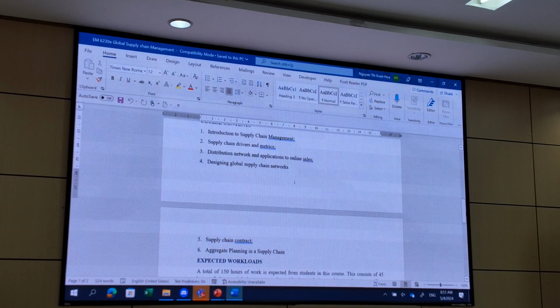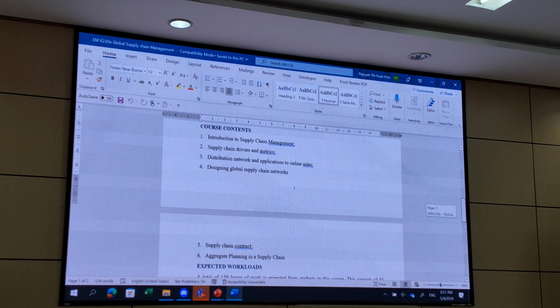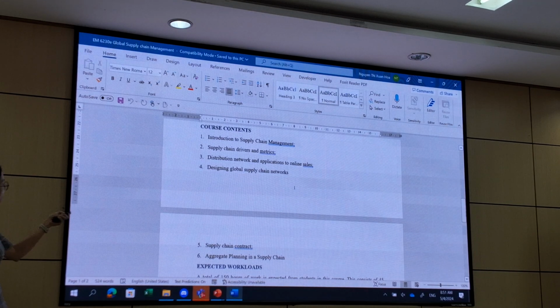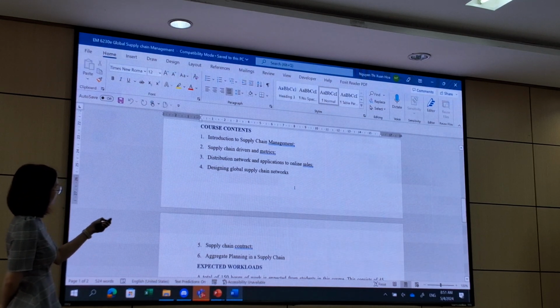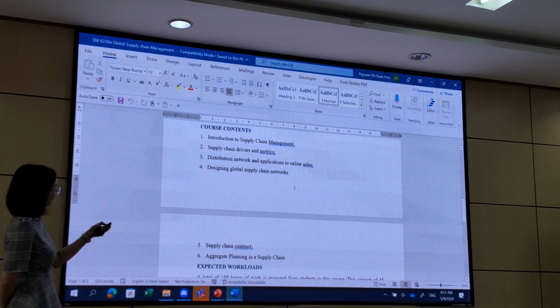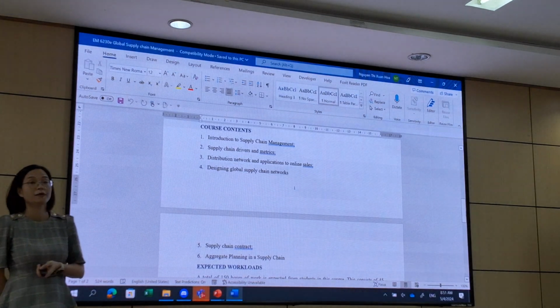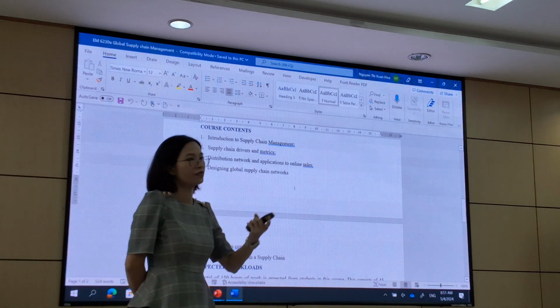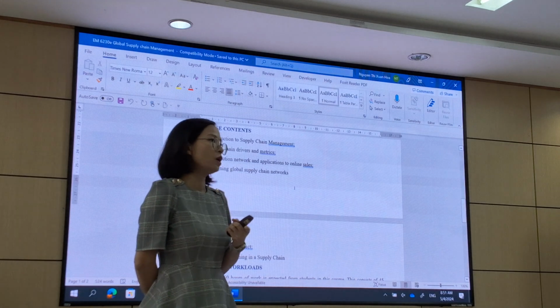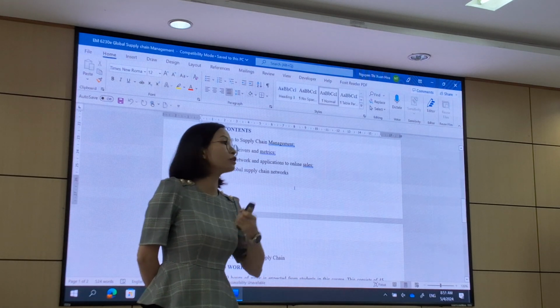The course contents are in the handout I sent to you. We have six chapters. Today we are discussing introduction to supply chain management, and in the afternoon we might discuss the supply chain drivers and metrics. If we want to measure, if we want to improve the performance of the supply chain, we need to understand how to measure that.